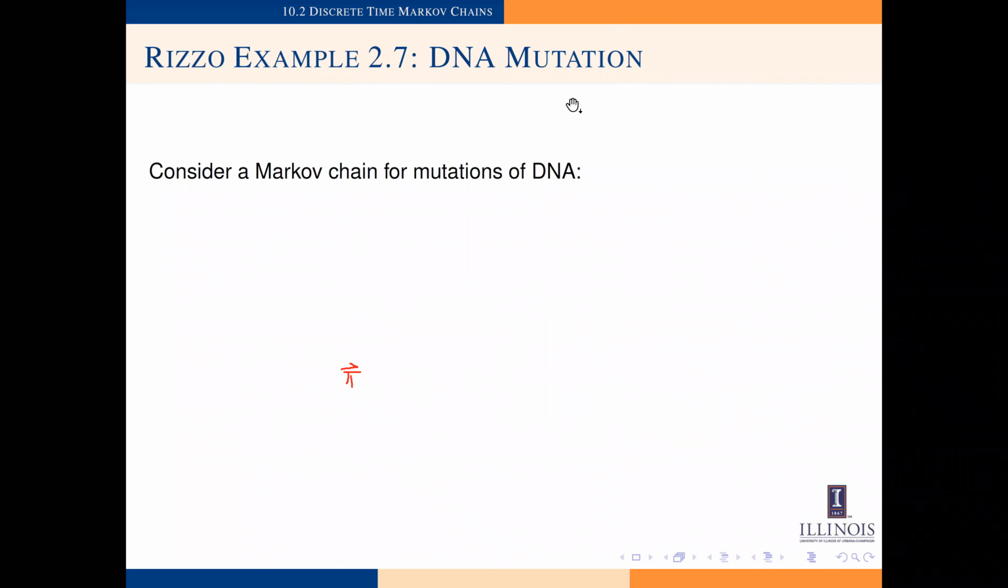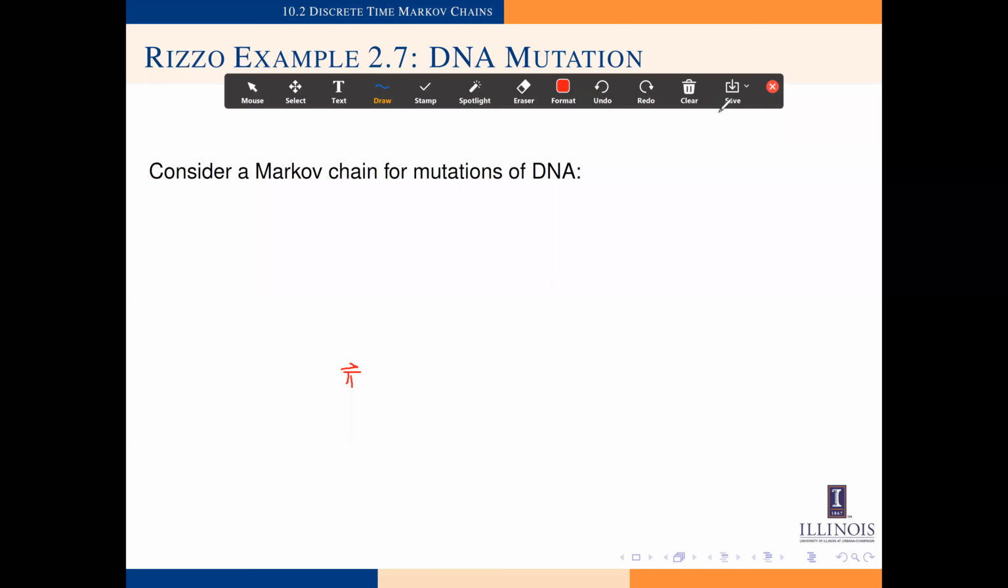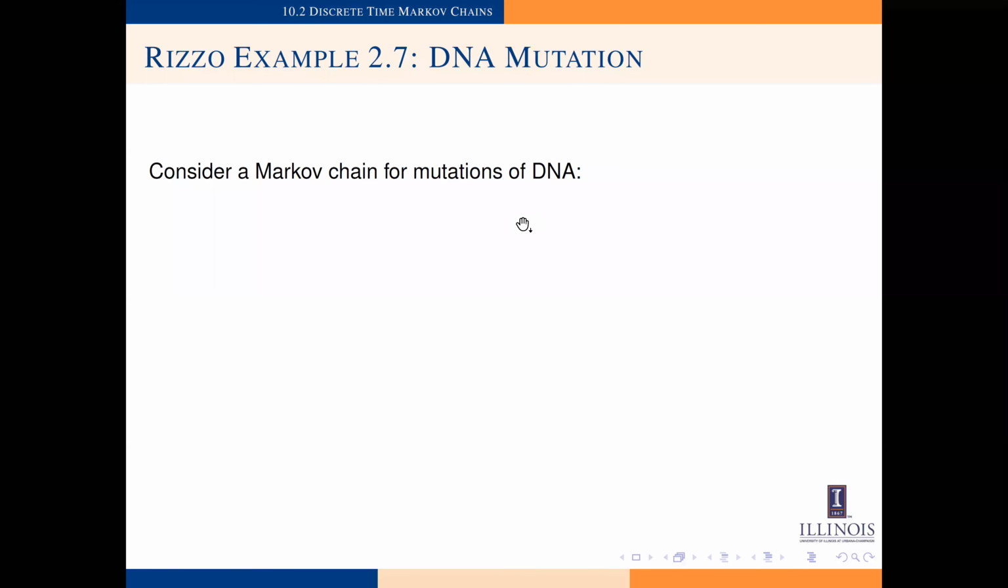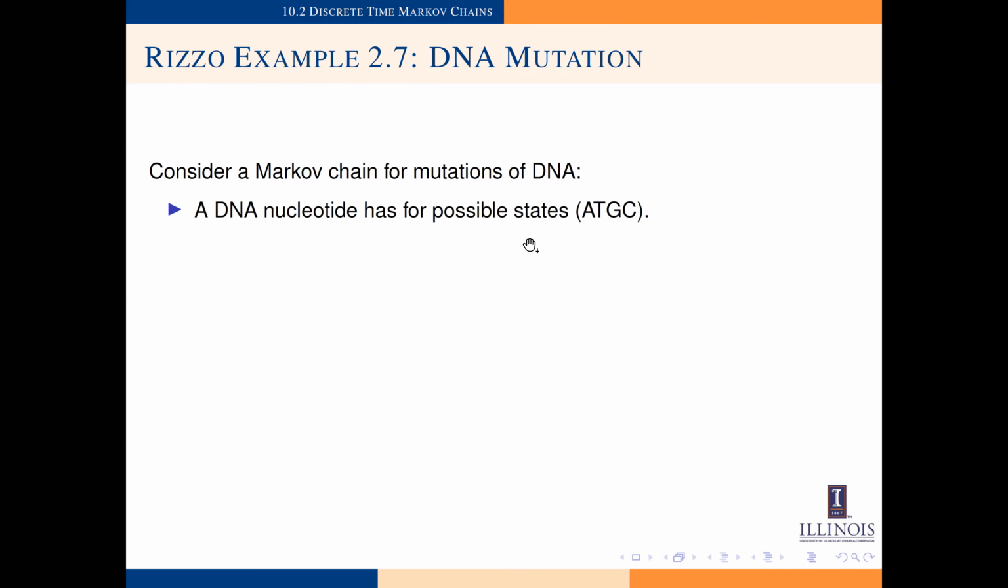Let's see an example. And this example concerns DNA mutations. So let's consider a Markov chain of mutations of DNA. By the way, this example is from Rizzo book, example 2.7. A DNA nucleotide has 4 possible states. So A, T, G, C are the 4 possible states. We can denote them by 1, 2, 3, 4.